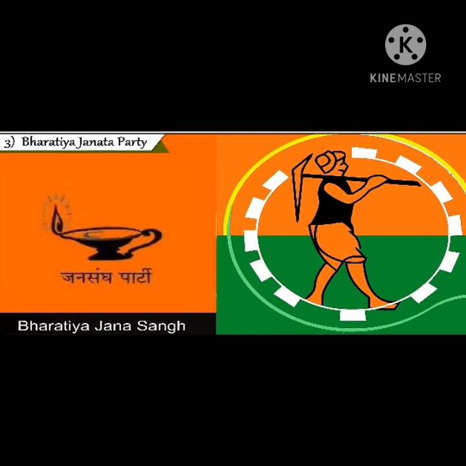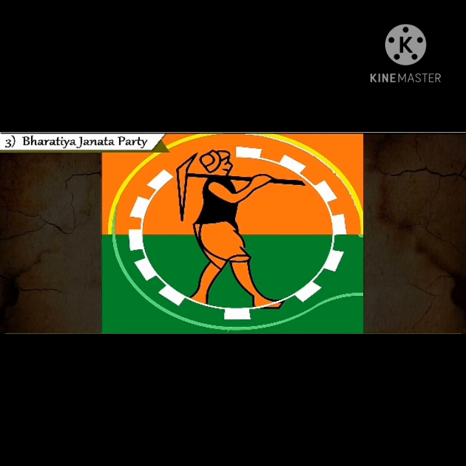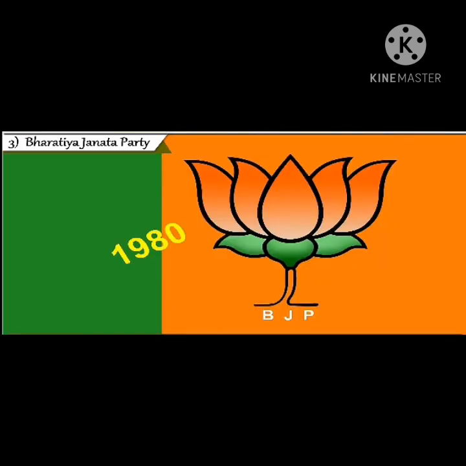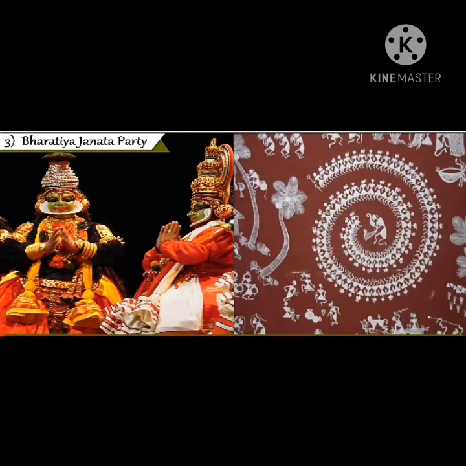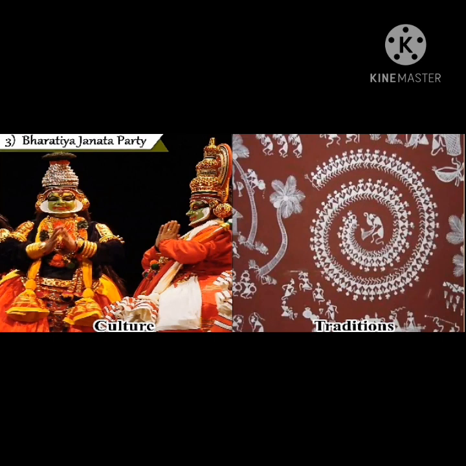The Bharatiya Jan Sangh, the component party of the Janata Party, established a new party in the year 1980 known as Bharatiya Janata Party. This party stands for the protection of Indian culture and traditions. The party gives importance to economic reforms, that means to increase the economic wealth of the country and to make India a rich and powerful country in the world.